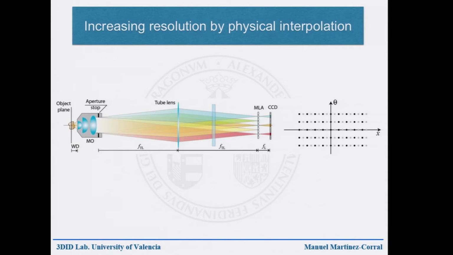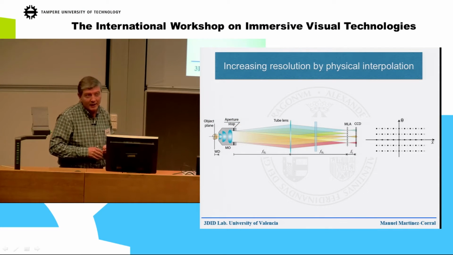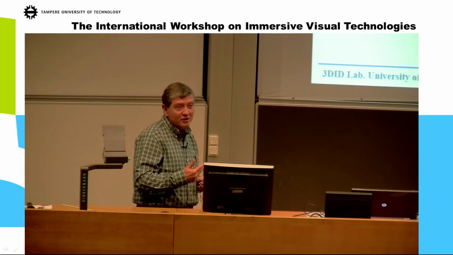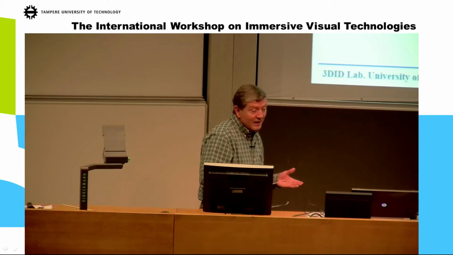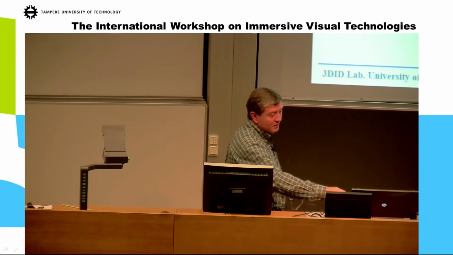Physical interpolation means that if you insert a parallel plate in the path of the light, and you make this parallel plate oscillate very fast, you can obtain two plenoptic images shifted by half the pitch of the microlens. Then you can obtain a plenoptic map which is twice denser than the previous. And in this way you can multiply by 2 the resolution of the system.